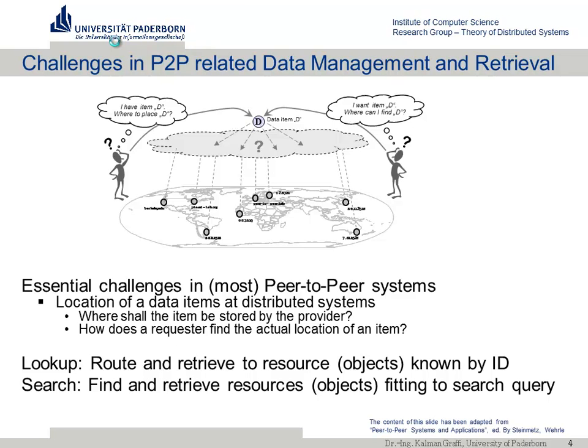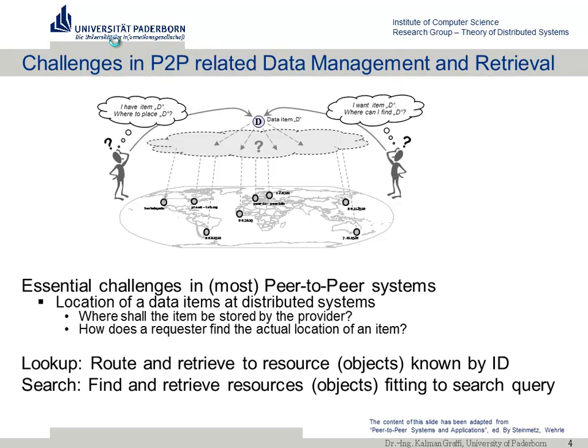So the one has an item D, and he wants to know where he should place it. He doesn't know. And the other one wants to have that specific item, but doesn't know where to look for it. It's very simple. So the one wants to offer that data, and the other one wants to download it, and they are somehow part of this P2P overlay network, which is spread all over the world and may contain 1 million nodes. And which of these 1 million nodes has the content, or where should it be stored? That's the big question. So where should the provider store the item, and where does the request go to find it?